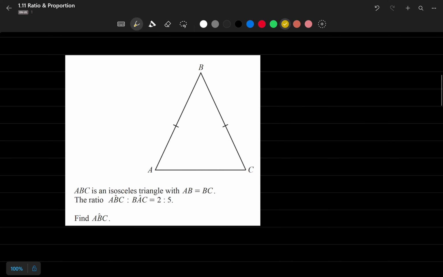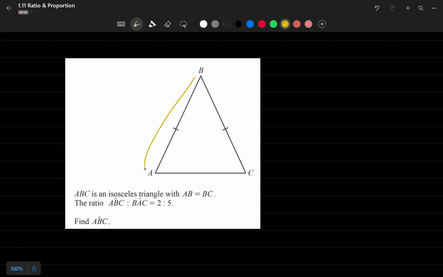Find the angle ABC. Okay, as we know, these two sides are equal, which means this angle and this one are also equal. So we just denote them with the same variable. Let's say this is x, so this is also x. We are given that ABC, this angle, holds the ratio of 2, and BAC, this angle, holds the ratio of 5. So x is equal to 5. But we know if this is 5, this is also equal to 5.